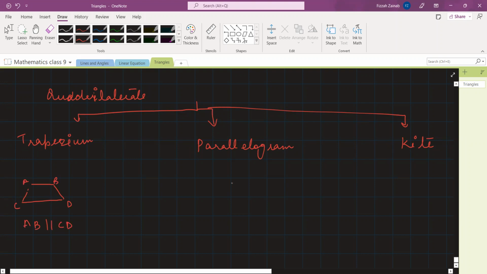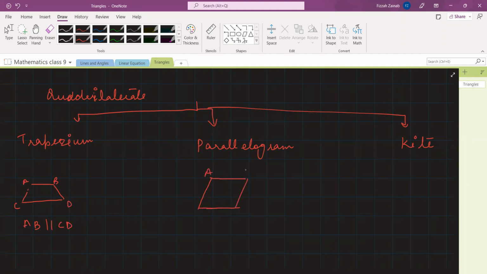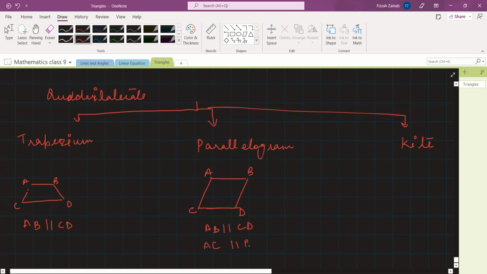Now, parallelogram. In a parallelogram, opposite sides will be parallel, right? So this side will be parallel to this side, and this side will be parallel to this side. Understand? So AB has to be parallel to CD and AC will be parallel to BD. So it will be a parallelogram. Correct?